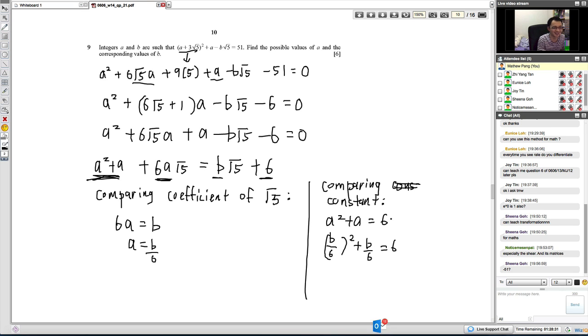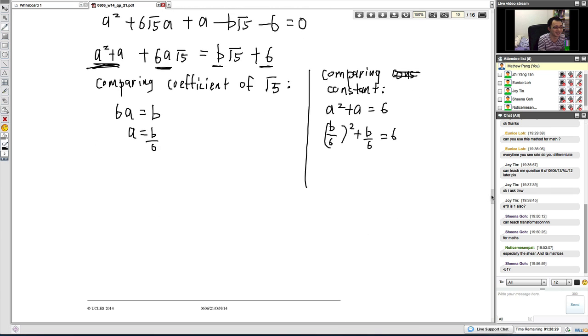Okay, this is b and 6, although they look alike, they are different. So this is b squared over 36 plus b over 6 equals 6. Why over 36? I will multiply 36 for everything because I want to solve this quadratic. This is b squared plus 6b, and 6 multiplied by 36 is 216, so minus 216 equals 0.